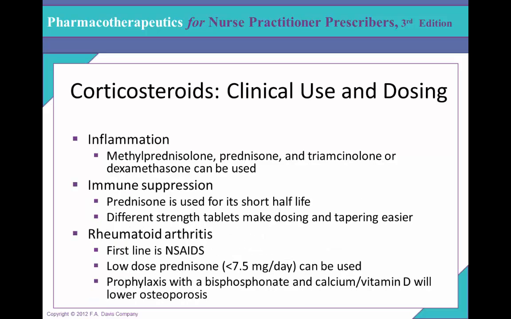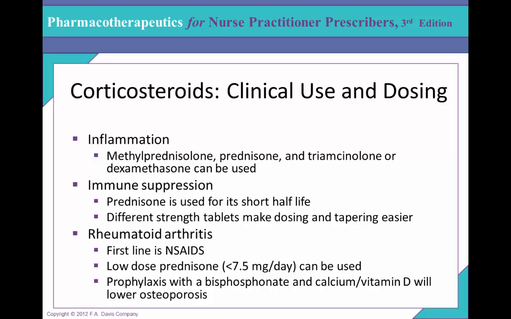So again, what are the indications for corticosteroids? Either for inflammation, for replacement in case of adrenal insufficiency, immunosuppression, and you give it for, of course, in autoimmune diseases such as rheumatoid arthritis. So for inflammatory conditions, you would give methylprednisolone, which is Solu-Medrol, prednisone, triamcinolone, or dexamethasone. So the ones that are mostly used are Solu-Medrol in the hospital, dexamethasone in the hospital, and prednisone and triamcinolone outpatient. For immunosuppression, prednisone is used for its short half-life.